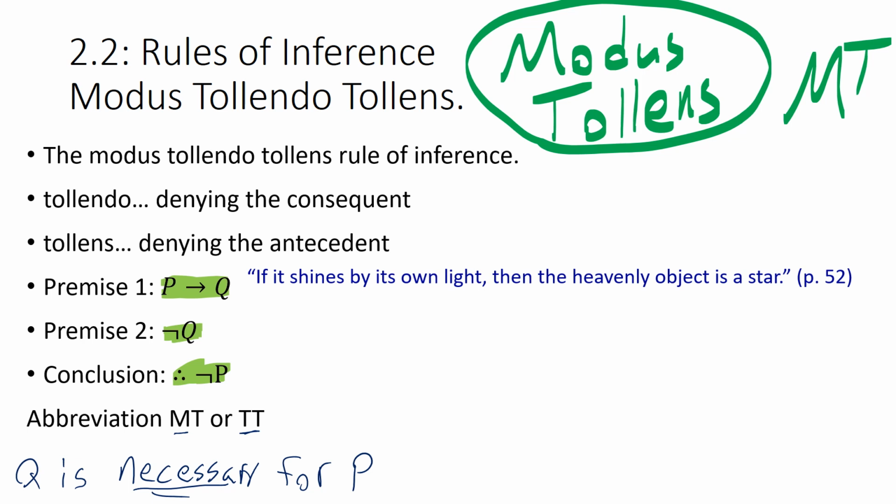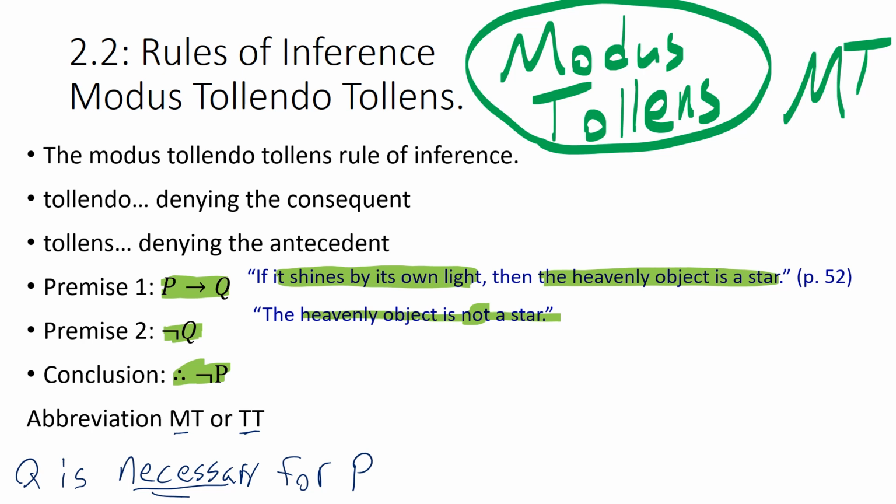Here's an example on page 52 of the Suppes textbook. If it shines by its own light, then the heavenly object is a star. It shines by its own light. It's the antecedent, P. The heavenly object is a star is the consequent, Q. Second premise, the heavenly object is not a star. We're denying that consequent, but that consequent is necessary for the antecedent, hence we get the conclusion, therefore, it does not shine by its own light. And that makes intuitive sense.